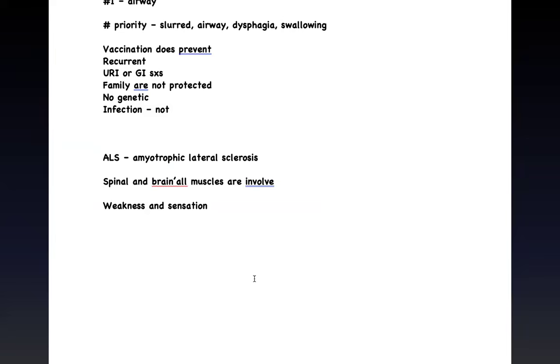They can't do anything. They have a bladder issue, they have a bowel issue, they have respiratory, they have GI. They can't do anything. So they may need tracheostomy, they may need feeding tube, they may need anything. It's not a priority. Number one is airway, same thing. So look for dysarthria, dysphagia, slurred speech.